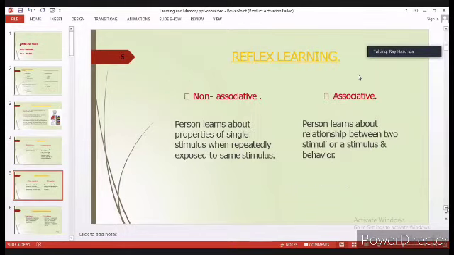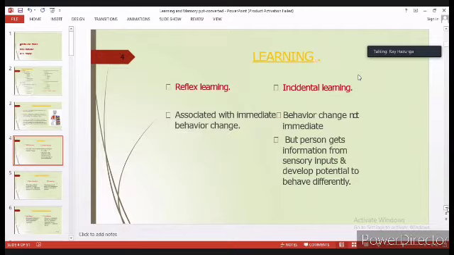So this is what I was saying: there's non-associative and associative learning. Remember, learning can be incidental or reflex. Reflex learning is the type of learning that is mostly associated with the innate ability that you have. When a baby is born and the mother puts the breast to the baby, the baby is able to suck. So it's part of an innate thing that needs a stimulus.